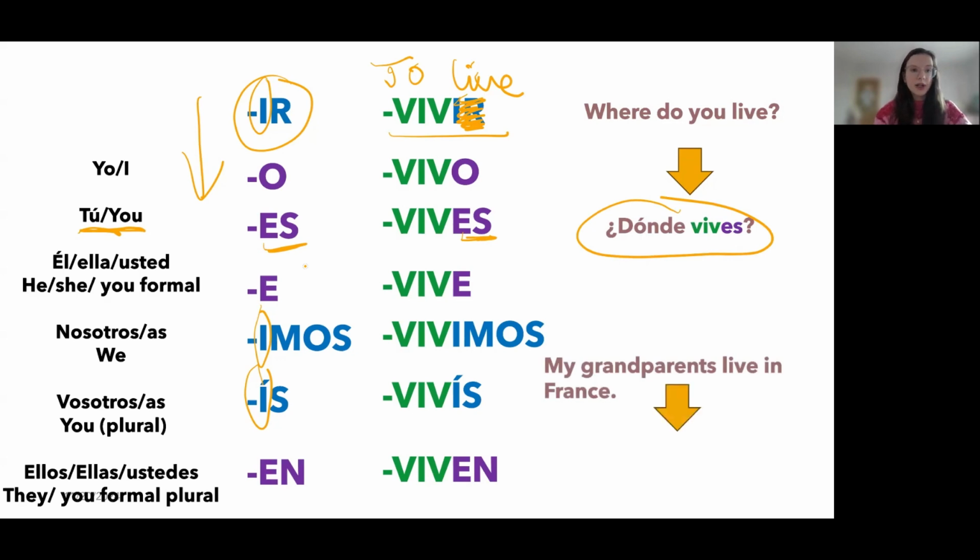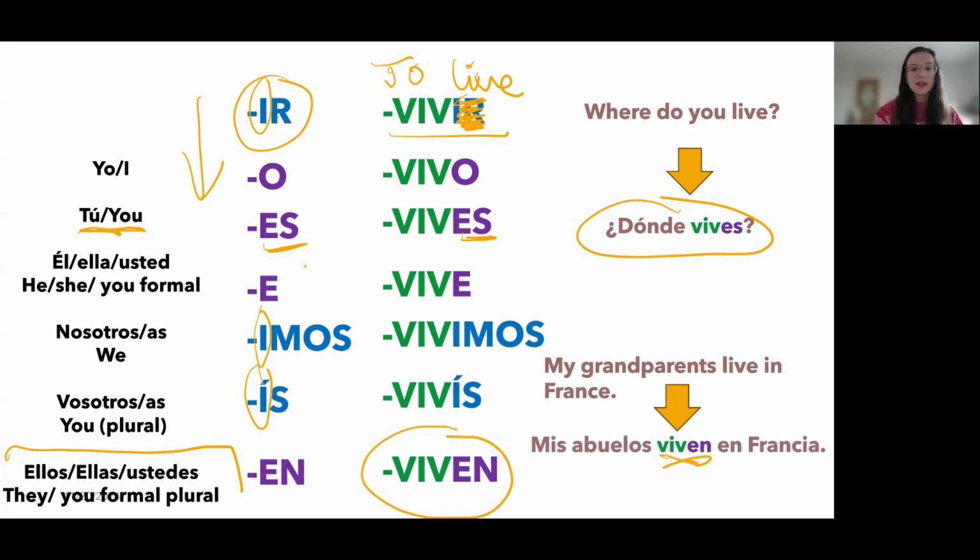So "my grandparents live in France." So mis abuelos is "my grandparents." We know once again it's the same as some of the other examples we had, it's "they," because it's plural. So mis abuelos en Francia. So how do we say "they live"? Which one do you think? Viven, yes. So we're using this ending, putting it onto the stem once we've crossed off our ending, viv, en. So it becomes mis abuelos viven en Francia. Yeah?